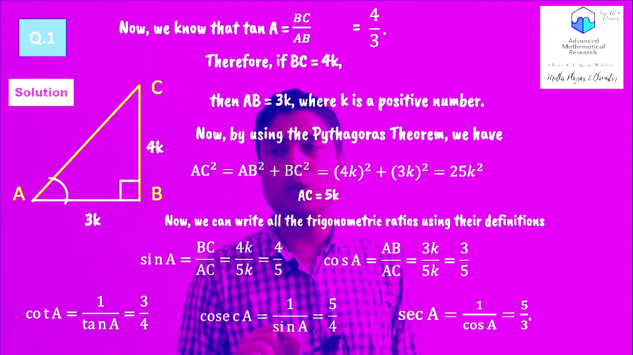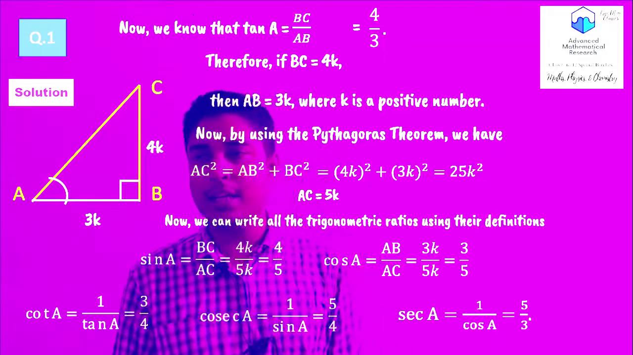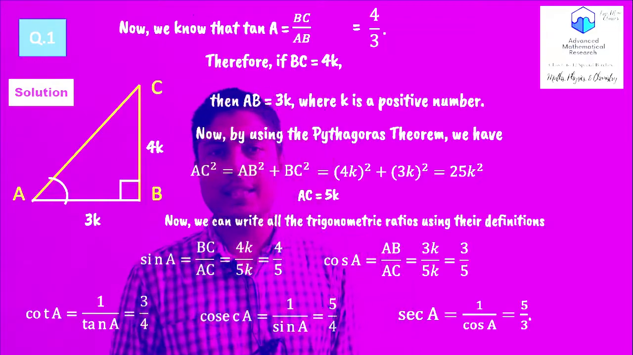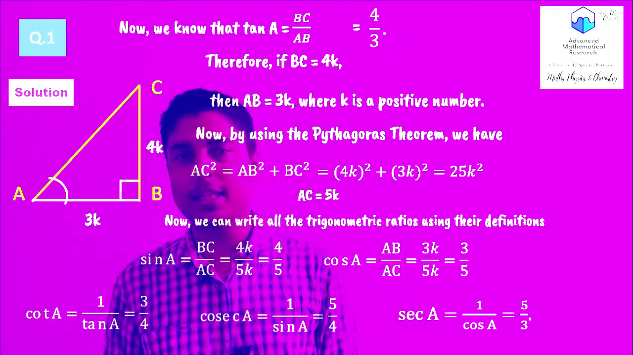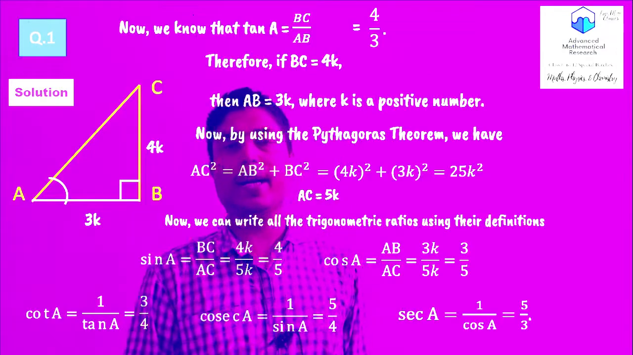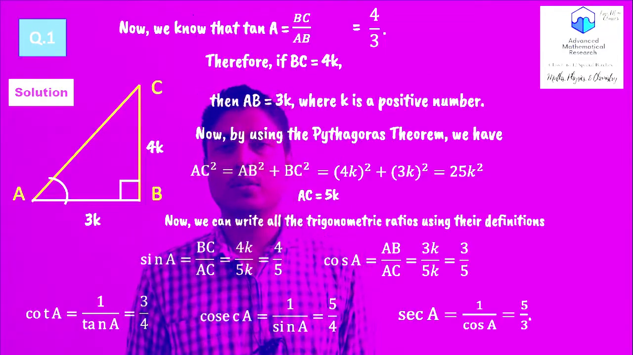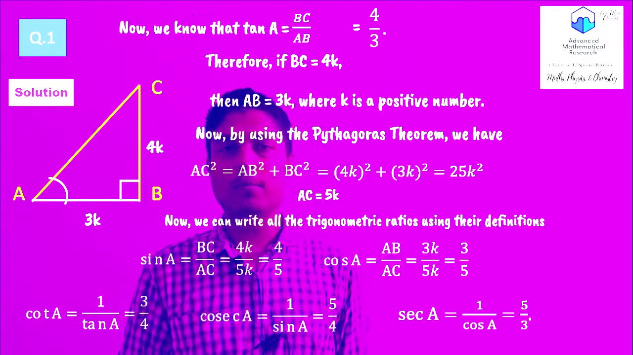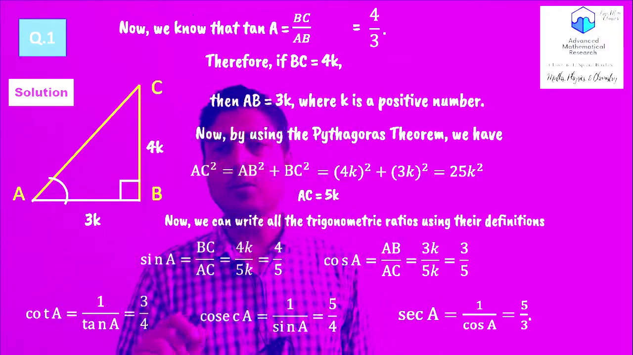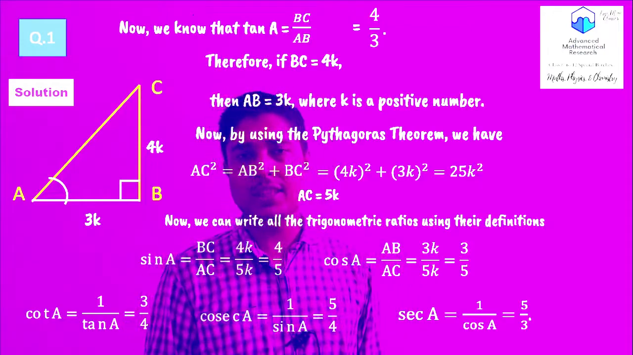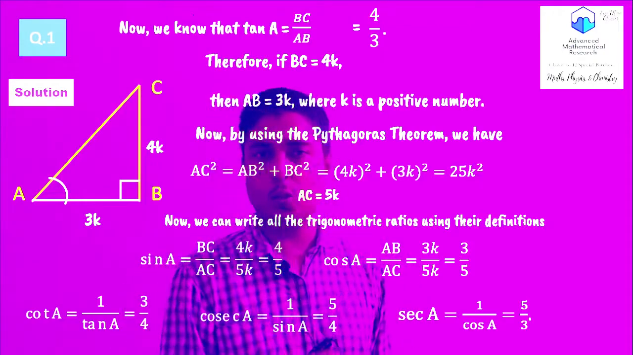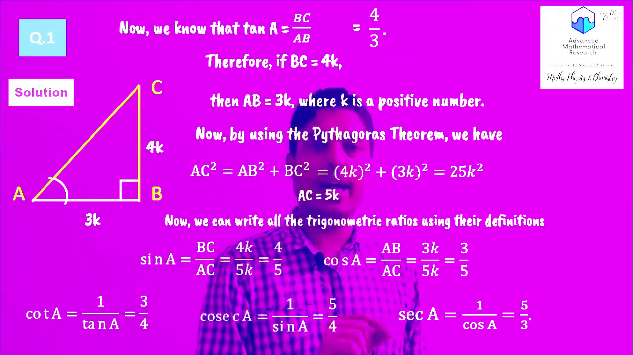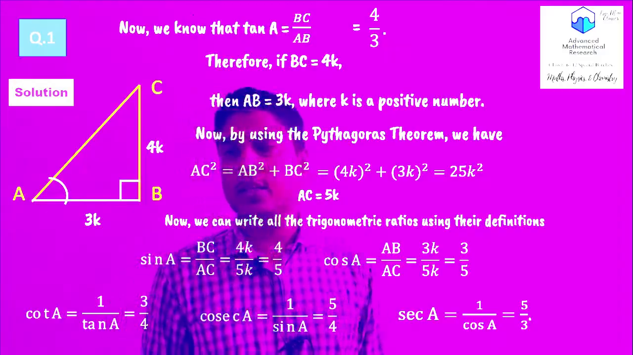Now the homework is that you have to prove that sine square A plus cos square A is equal to 1. Second is 1 plus tan square A must be equal to secant square A, and 1 plus cot square A must be equal to cosec square A. So in this way you have to prove all these trigonometric identities using these values. Once again, sine square A plus cos square A is equal to 1, 1 plus tan square A is equal to secant square A, and 1 plus cot square A is equal to cosecant square A.